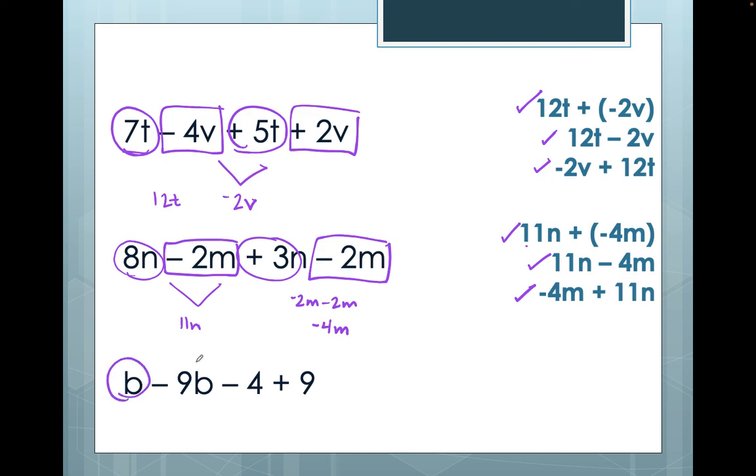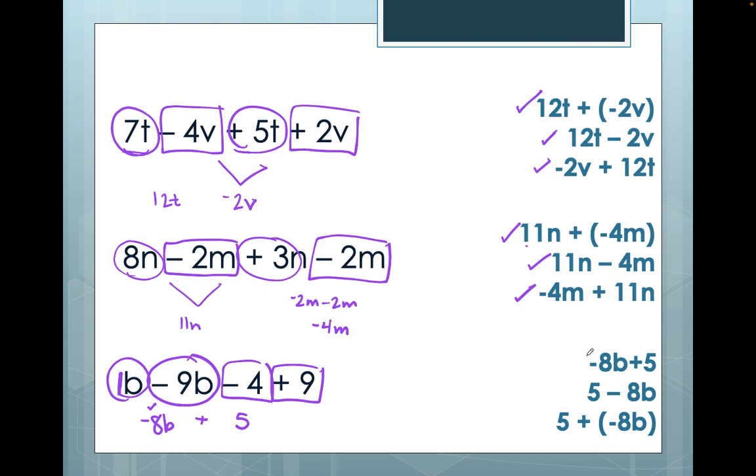Finally, here we have b minus 9b, which is a negative 8b. Don't forget there's a 1 here. 1 minus 9 is negative 8. And then with these two like terms, we have a negative 4 plus 9, which is a positive 5, and we just put a plus sign in the middle there. So you could write this as negative 8b plus 5, or if you put the 5 first, 5 minus 8b, or 5 plus a negative 8b. All three of those are correct.